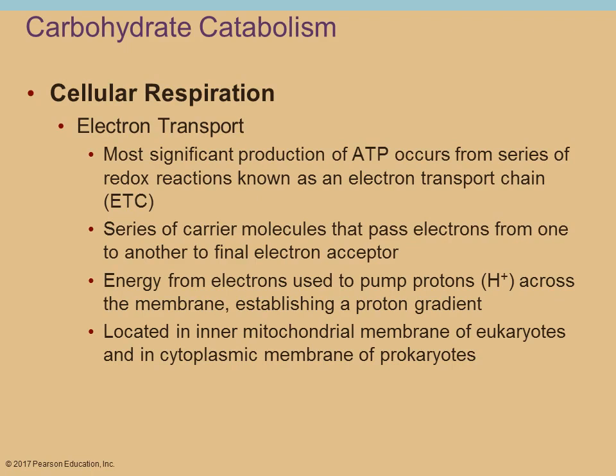Every time it gets passed down the chain, electrons are going to be pumping protons from one side of the membrane to the other, and that's producing a proton hydrogen gradient. Now, in eukaryotic cells, this is occurring in the inner membrane of the mitochondria. For prokaryotic cells that do not have a mitochondria, this is occurring on the cytoplasmic membrane.